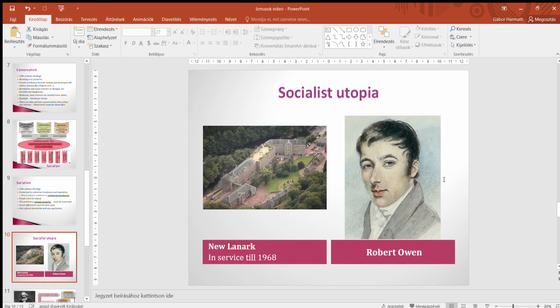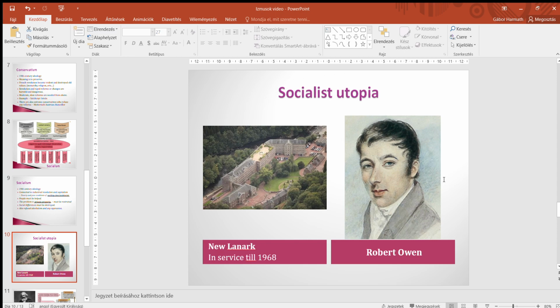If we go on, socialists had different types. There was utopia, like impossible to reach the state. Robert Owen is a nice example. He was the owner of a factory, and in New Lanark he created a factory which also gave accommodation to people, and the workers there had better treatment. It was like a small town in a town, and this was a kind of experiment. As you see, it was in service until 1968, but of course it had to be transformed as time passed. But this is a nice example for utopia.